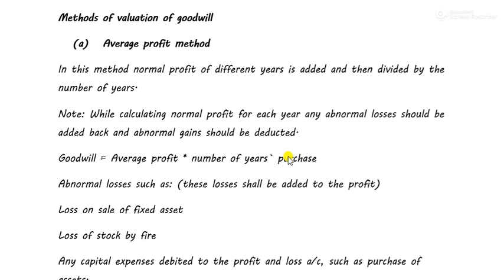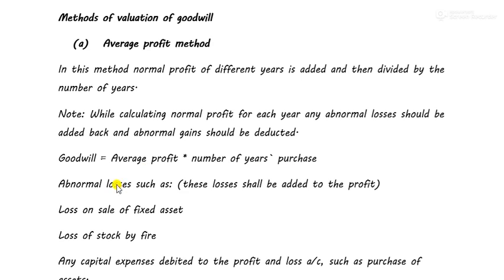In problems where you have to calculate goodwill by the average profit method, they'll mention a sentence: goodwill is to be valued at x number of years purchase. X means 2, 3, 4, anything they can give. So whatever number of years they give you, just multiply it with the average profit.